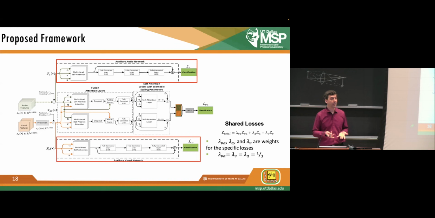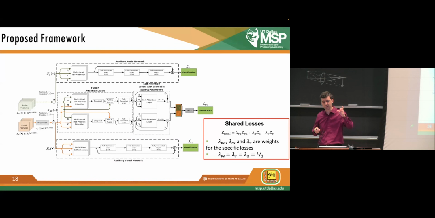The auxiliary networks play a key role because our target here is to make a system that is robust even when you don't have full information. So what they do is focus on one modality at a time. On the top, you have the auxiliary audio network, and on the bottom, you have the auxiliary visual network. They're very similar. They have multi-head self-attention, and then we have different classification losses. We classify based on the vision features, we classify based on the acoustic features, and we classify when you have the combined information. It's the combination of these losses that makes the system very powerful.